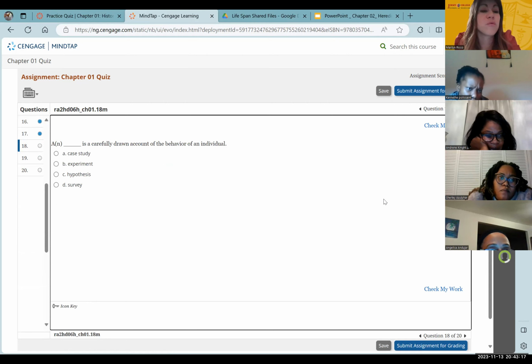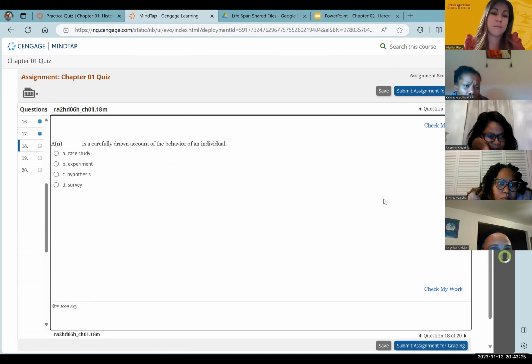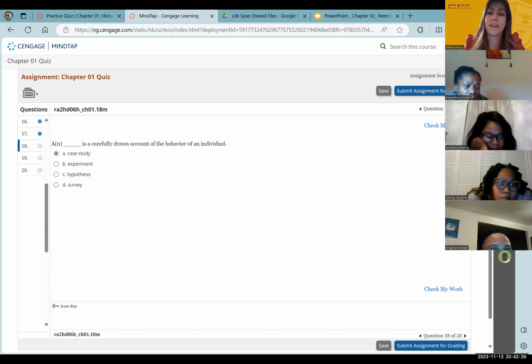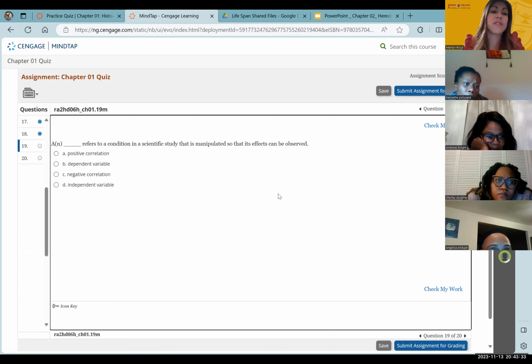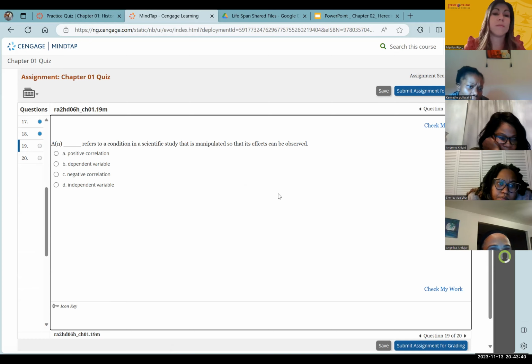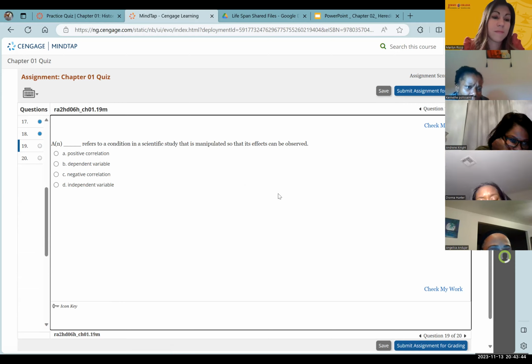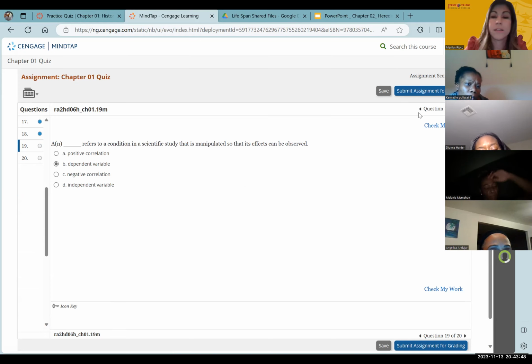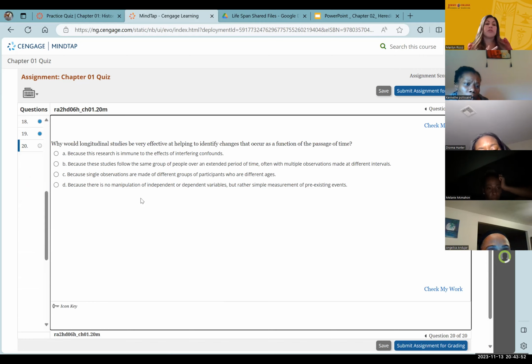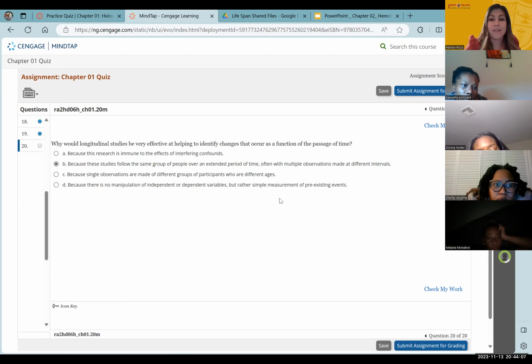Right. And blank is a carefully drawn out account of the behavior of an individual. Okay. A blank refers to a condition in a scientific study that is manipulated so that its effects can be observed. Dependent variable. Dependent. Okay, we got one more. Why would longitudinal studies be very effective at helping to identify changes that occur as a function of the passage of time? B. All right. So we'll submit assignment for grading.